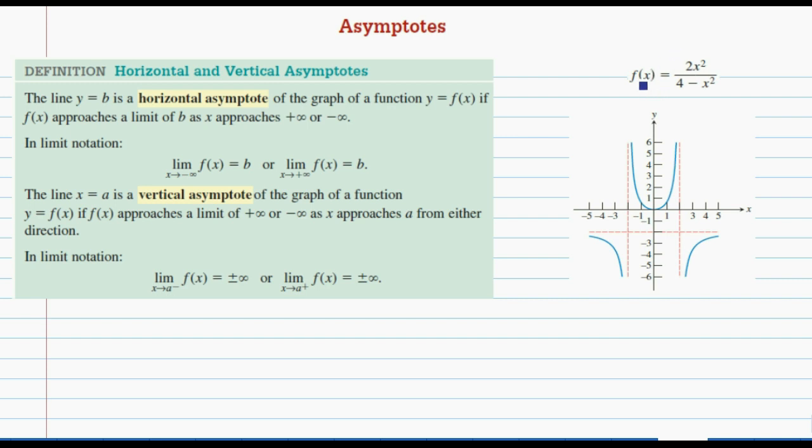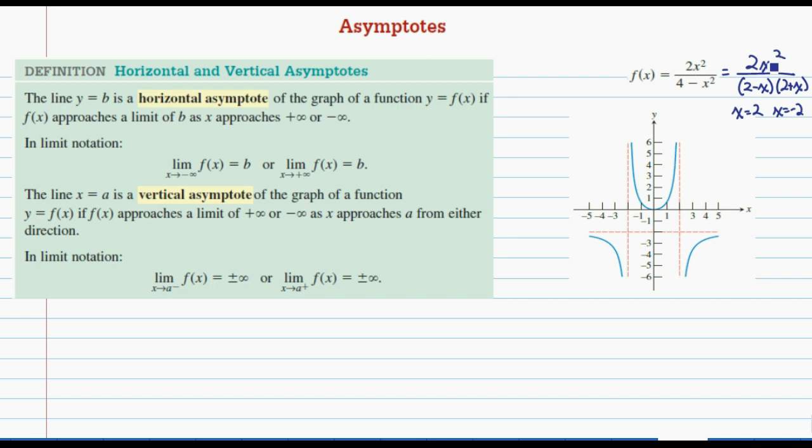So looking more closely at this f of x, my first step is to break this down and factor it so I understand exactly what's going on with the denominator. 4 minus x squared factors into 2 minus x times 2 plus x. So I can see that x equals 2 and x equals negative 2. Those two values are both going to make the denominator equal to 0, but not the numerator.